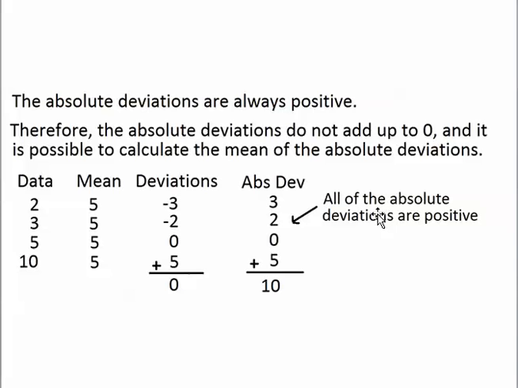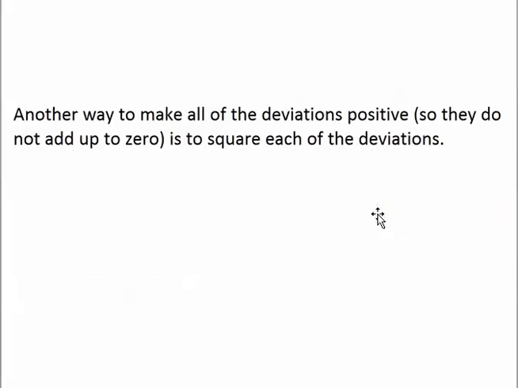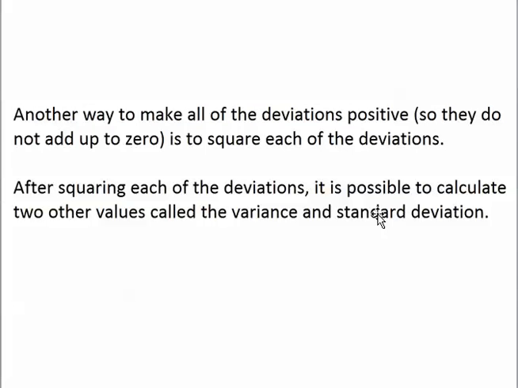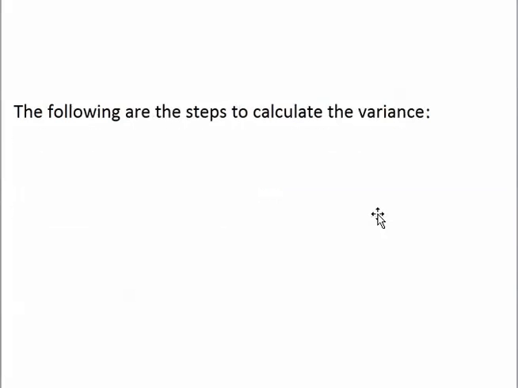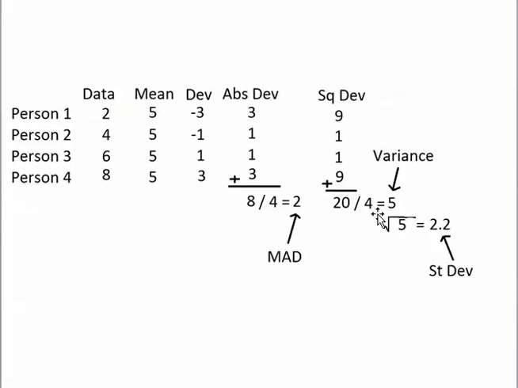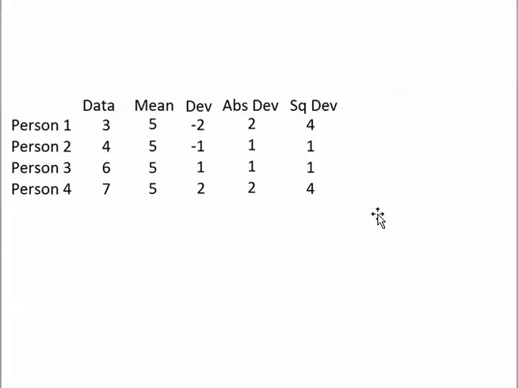Let's look at an example of what I'm talking about here. I'll talk about this in a second, but this is what I wanted to show you first. If we square each deviation over here, we get all positive numbers, and that also makes it so the column won't add up to 0.